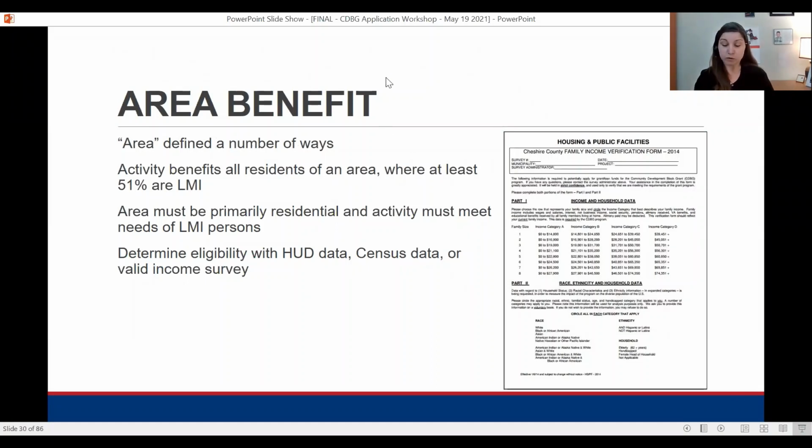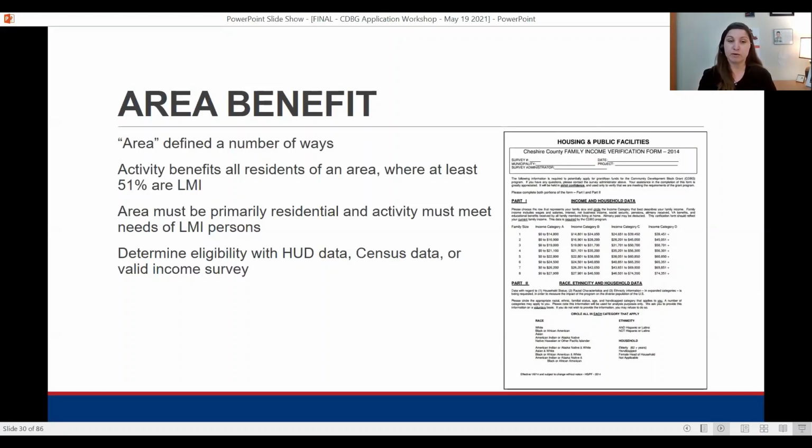In order for a grant application to be considered under the area benefit category, the following conditions apply. The benefit must be available to all residents of the project area. The project area must primarily be residential in character. At least 51% of the beneficiaries in the project area must be low to moderate income. The applicant must conduct an income survey or use census data if it coincides with the project area to establish the percentage of LMI beneficiaries. And the survey must be statistically valid, so you must also provide the survey methodology as well.